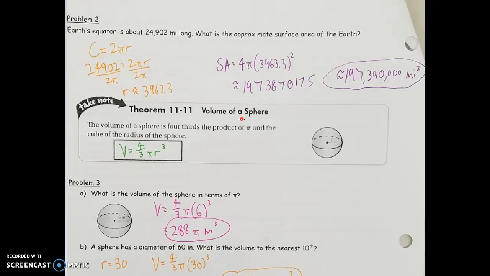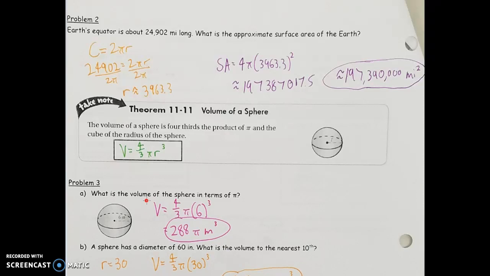After surface area, we also have volume. So the volume formula for a sphere is going to be 4/3 times pi r cubed. So again, just like surface area, the only thing that we're going to have to look for and substitute is that radius. As long as we have that, we can find volume and surface area.